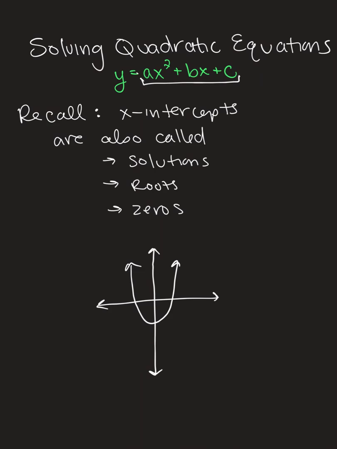So when we are solving these quadratic equations, there are some things we need to keep in mind. We had a bunch of different words for x-intercepts. Our x-intercepts are also called our solutions. They're also called roots. They're also called zeros. And something we know about any x-intercept on any graph is that it happens on the x-axis. So I have two x-intercepts here, and at that x-intercept, my y value is 0. And we can use that information to help us solve these equations.